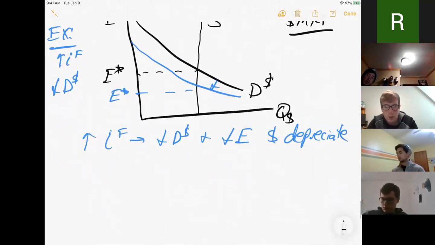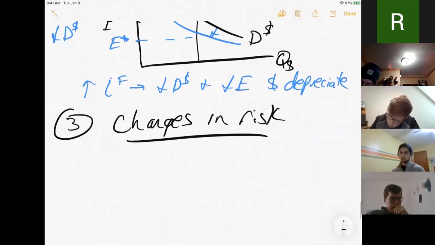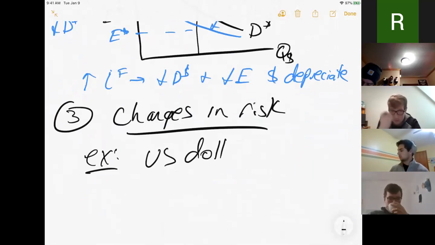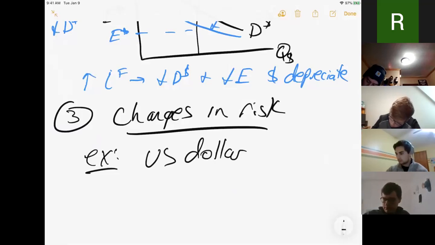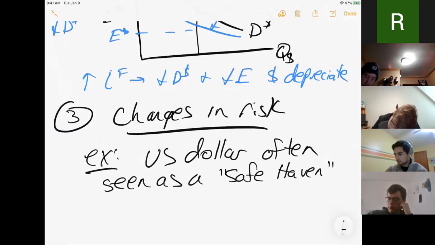What else could impact the value of the dollar? Changes in risk, changes in perceived risk. For instance, one of the things that's often seen is that the US dollar, and we're going to talk more about this tomorrow, is really an international currency. As a result, it's often seen as what you could call a safe haven. When people want safety, they tend to move to US financial markets.